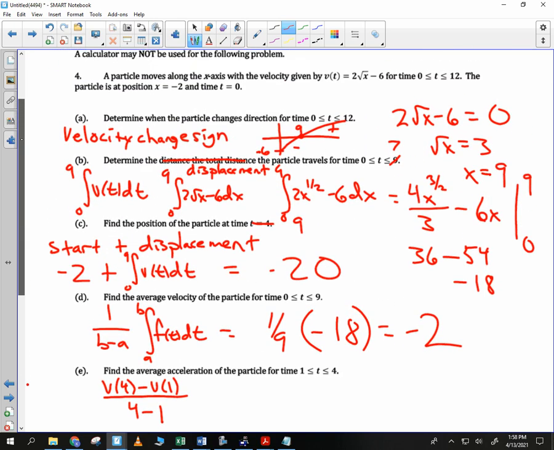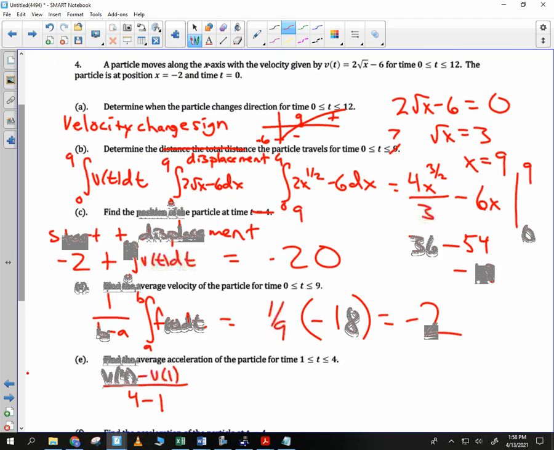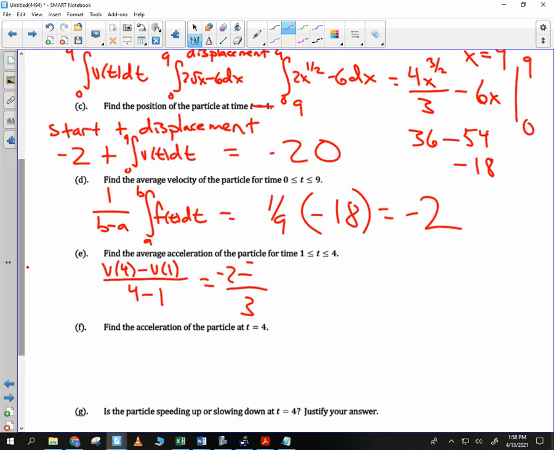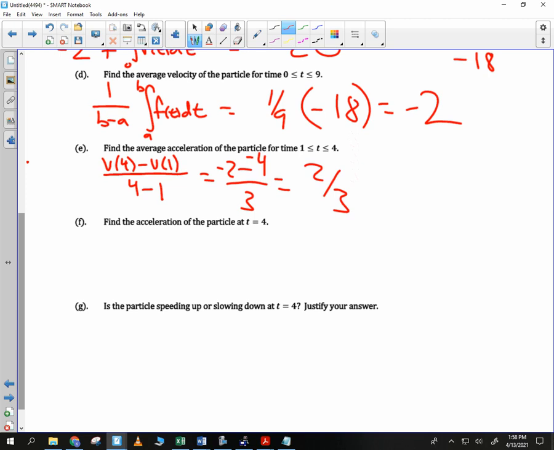My good friend Allie is going to take us through this one because she knows exactly what she's doing here. Allie, what's the bottom number give us? See, you can do the calculation. Now let's plug in 4. It says velocity, so if I plug in 4, you get -2 minus, and then if I plug in 1, what do you get? -4. So -2 minus -4, so that would be 2/3. 2/3 is your average acceleration.